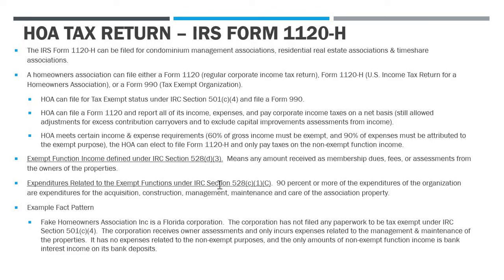Now, what's exempt function income? Section 528(d)(3) means any amount received as membership dues, fees, or assessments from the owners of the properties. Okay, so that is your exempt function income. And then the expenditures in connection with the management of those properties, right? 90% or more of the expenses, so the money you're spending on a yearly basis, have to be related to the acquisition, construction, management, maintenance, and care of the property. So if, let's say, you're spending 15% of your total expenses during the year on non-exempt purposes, then you fail this test and now you have to file the 1120.